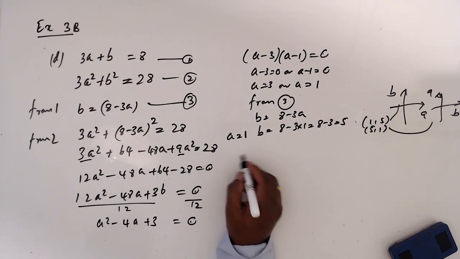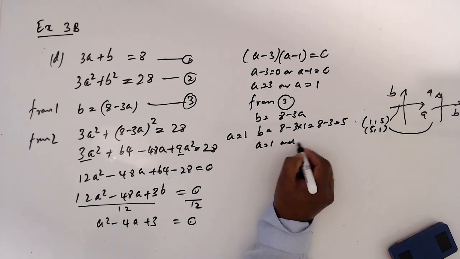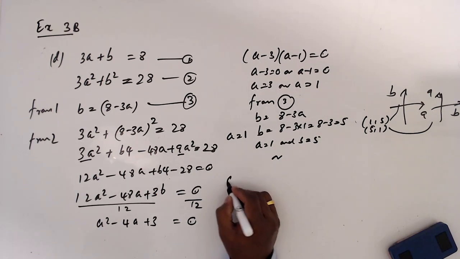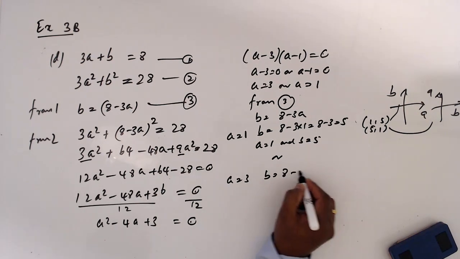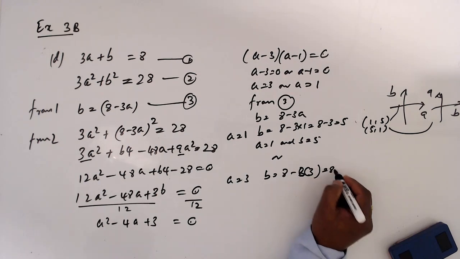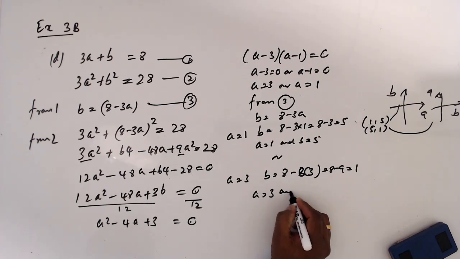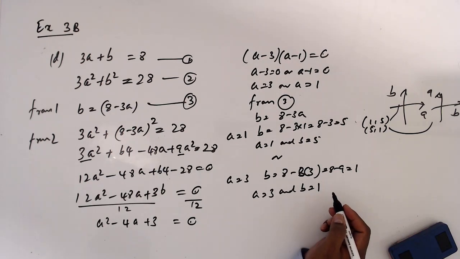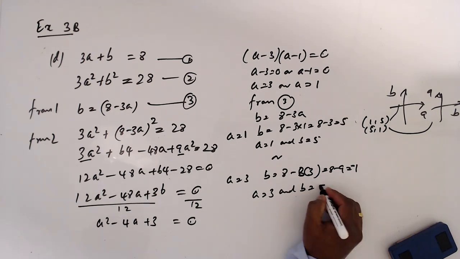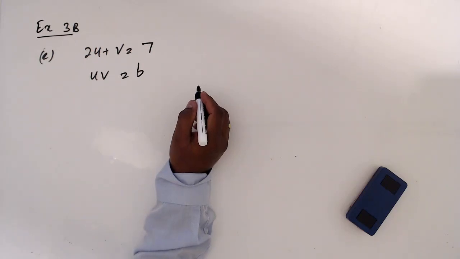Okay, now, so better to write the answer as a equals 1 and b equals 5, or then a equals 3, then b equals 8 minus 3 times 3, 9. 8 minus 9 equals 1. So a equals 3 and b equals 1. Actually 8 minus 9, this is minus 1. So this is minus 1. And this is the question E.